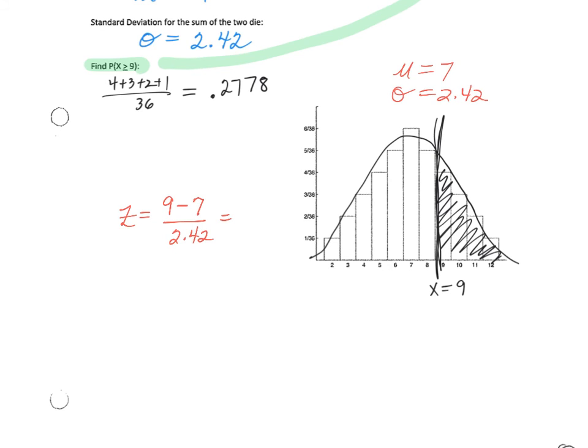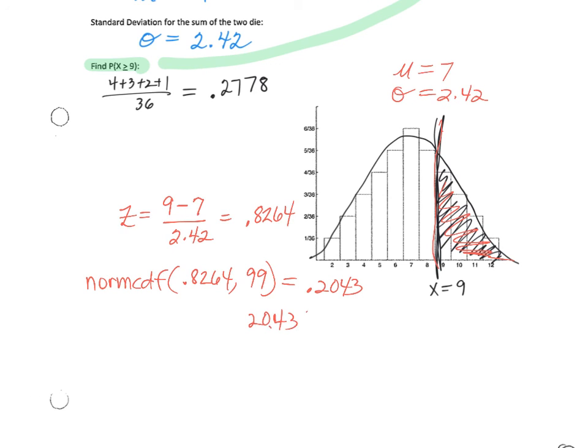you get 0.8264. Okay, that's your z-score. But that's just the location of this. How do I get this area? Norm CDF from 0.8264 up to 99, that is 0.2043. So 20.43% of the time. Do you see how these two numbers are slightly different from each other? One's the binomial approximation and one's the normal. AP would accept either way as long as you showed the work.